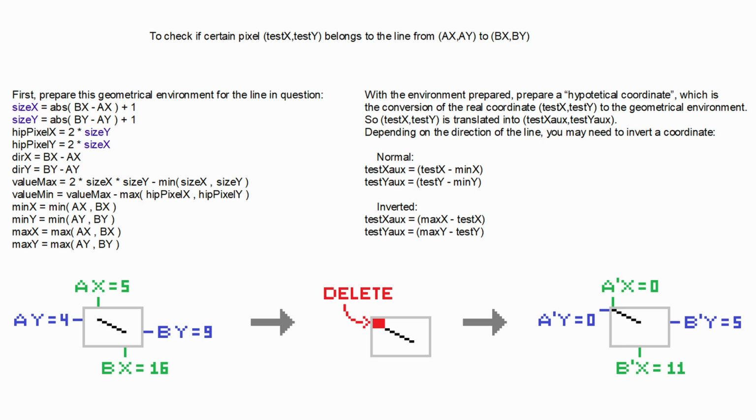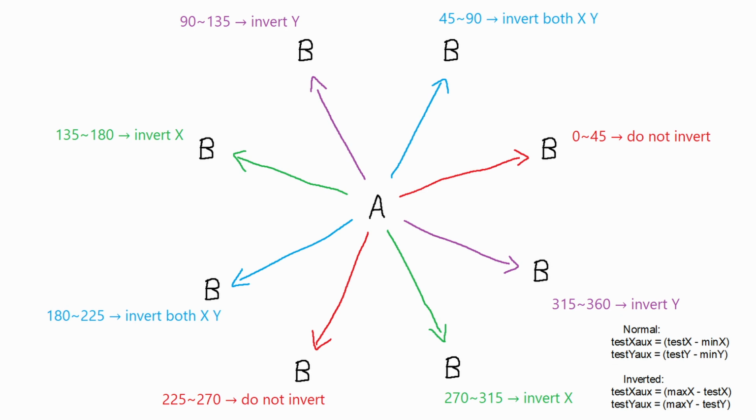If the pixel coordinate to evaluate is test x, test y, then it must be transformed into test x, ax, test y, ax, which is its equivalent in the hypothetical geometric context. The conversion consists of removing the offset of the line and inverting coordinates if necessary. Whether to invert depends on the direction the line was drawn. Removing offset and inverting coordinates is needed so the rounding aligns.